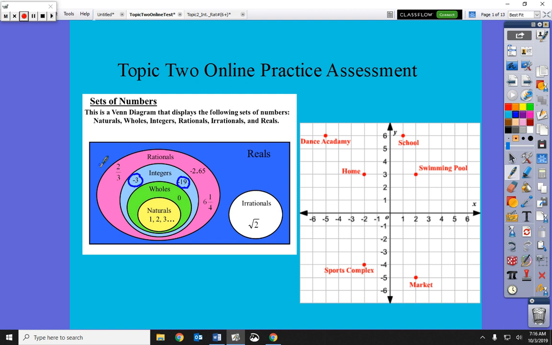We then have rational numbers. Remember, rational numbers are numbers where we have a over b, where b cannot equal 0. This includes our, you can tell here, mixed numbers, negative decimals, fractions, a fraction that repeats, a fraction that terminates. Then over here we have our irrational numbers, numbers that never terminate.